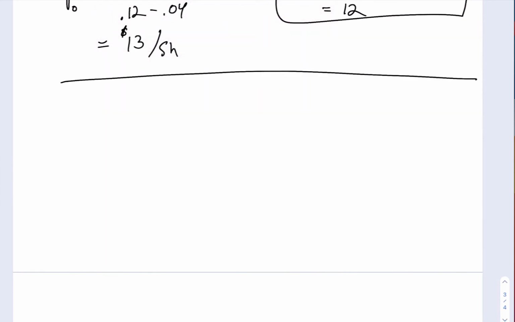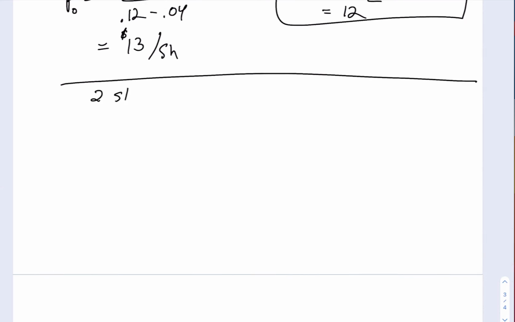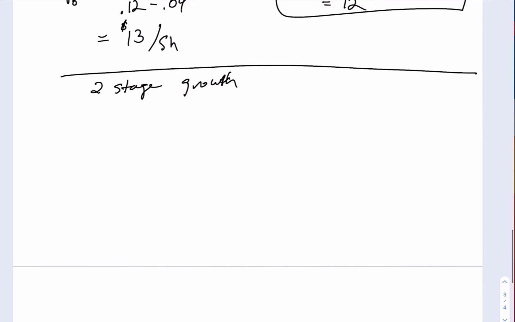And so what we're going to do here is let's look at an example. It's sometimes called two-stage growth. And I'm not worried so much about the definition, but all it just means is there's two periods in which the firm grows, one at a high rate and then one at a low rate. So here's what we're going to assume.